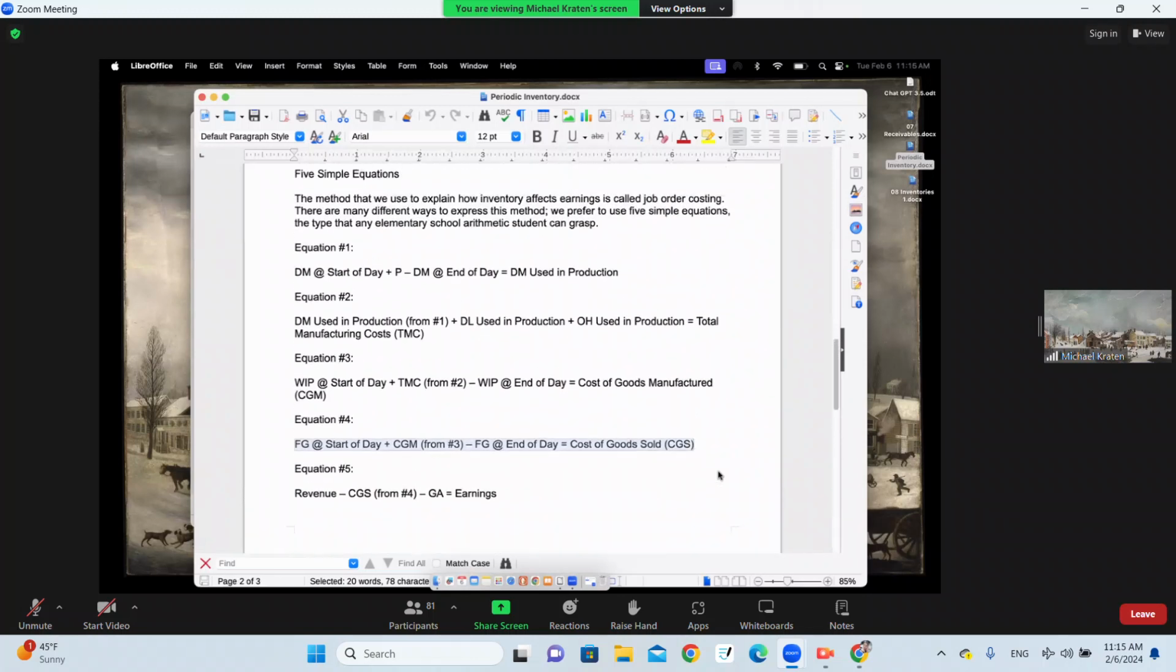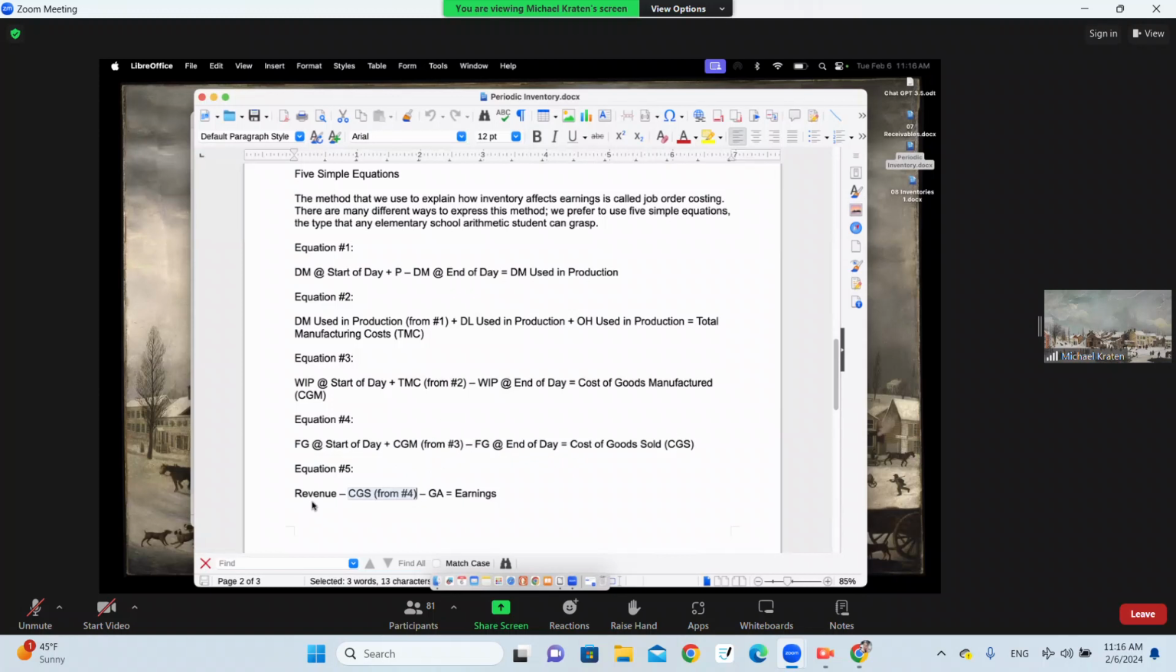Excellent. Okay. Well, equation 5 is everyone's favorite equation. Now that you know the cost or the expenses related to the products that you sell today, well, the revenue is what you get from your customer when you sell them the clay pots today. So revenue from selling clay pots minus the expense of producing those clay pots.